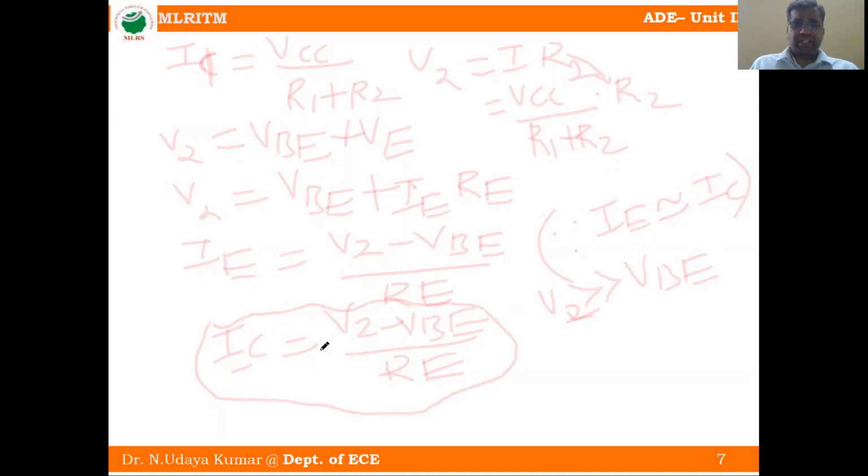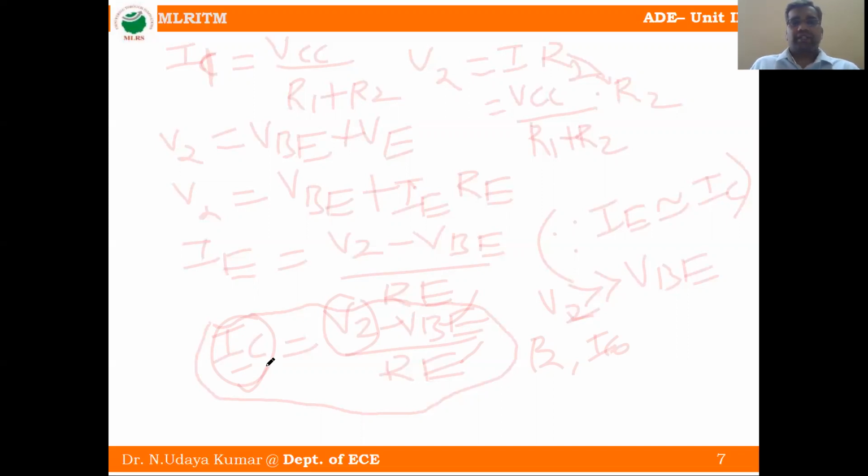So IC depends only on V2. Okay, IC depends only on V2. So this circuit is almost independent of transistor parameters. These are the transistor parameters: VBE, RE, beta, IC naught. But from this equation, I can say that the collector current is independent of transistor parameters. Correct? Because V2 is fixed, IC depends only on V2.